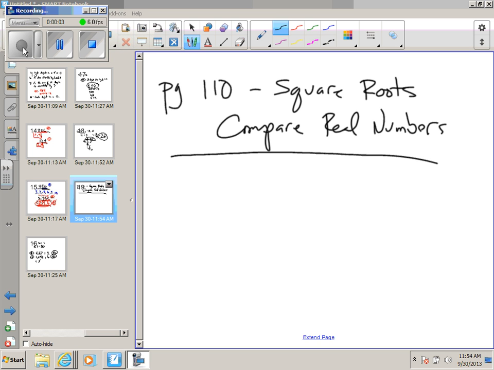Square roots compare real numbers? What is a square root? Well, what's a square?